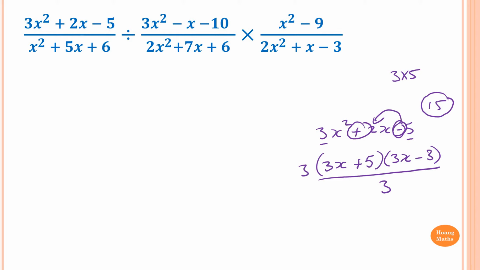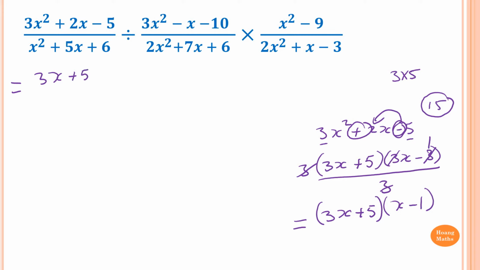So you take the 3 out for this one, that gives me 1. So 1 times x is x. Leave it as it is, that gives me 1. So cross this out. So the answer is 3x plus 5 and then x minus 1. So that's the first part. So which is 3x plus 5 and then x minus 1, all over.